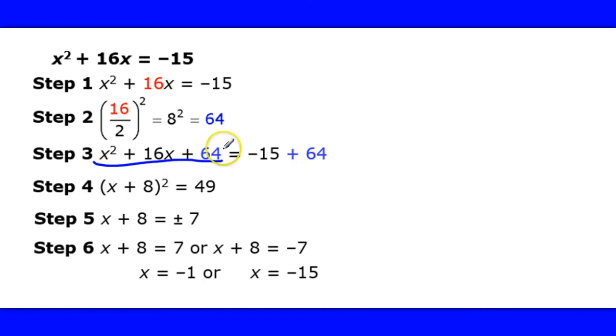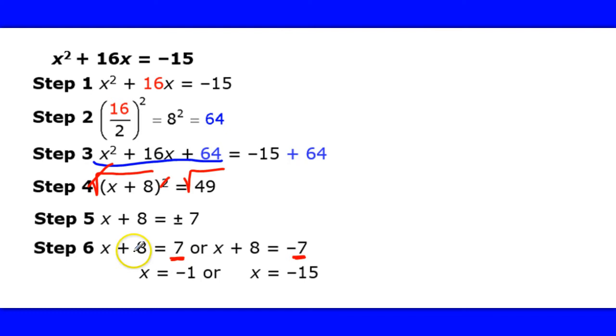Next step is we factor our perfect square trinomial, and you should be good at that. And then we're going to square root both sides. So the square root and the square cancel out and just leave you with the x plus 8. And the square root of 49 is plus or minus 7.